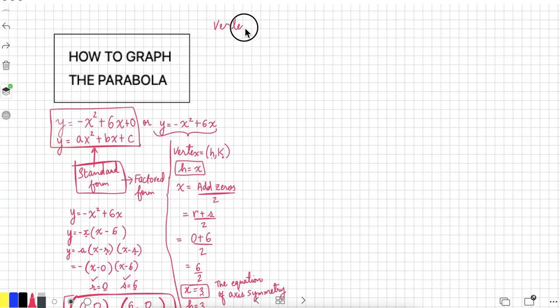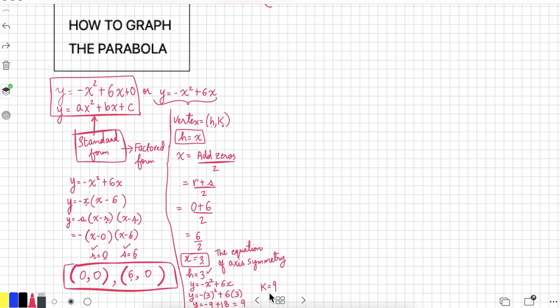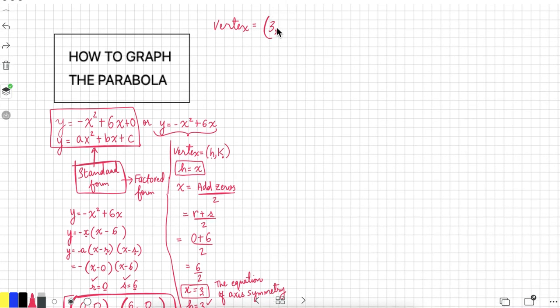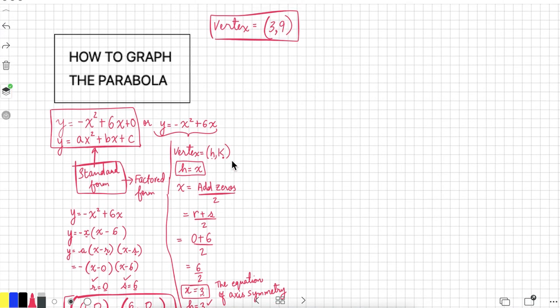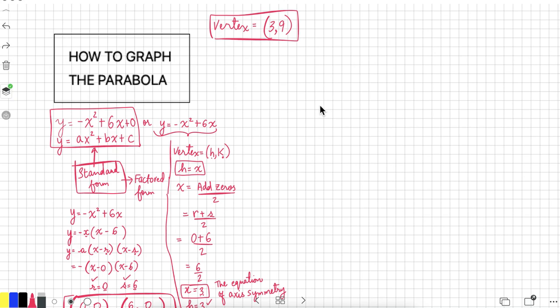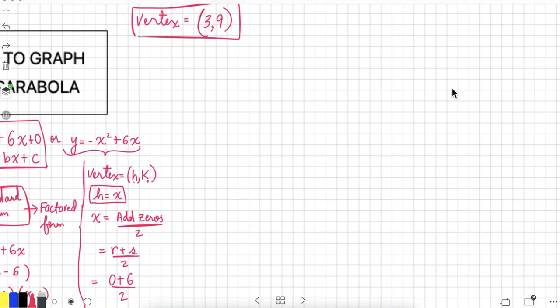What is going to be the vertex? We know the h value is 3 here. And what is the k value? We just got that the k is 9. So h is 3 and k is 9 here. So this is going to be the vertex. That means right now in this question I know the x-intercepts, which are 0, 0 and 6, 0, and we know the vertex here. Now let's graph these 3 points here.